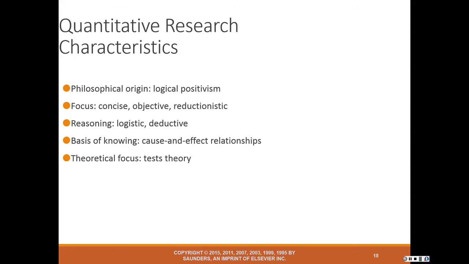Quantitative research characteristics. We went over this when we talked about the differences between the two. The philosophical origin is logical positivism. The focus is concise, objective, reductionistic. The reasoning is deductive. For the basis of knowing, they want to know cause and effect relationships, and the theoretical focus is to test theory.